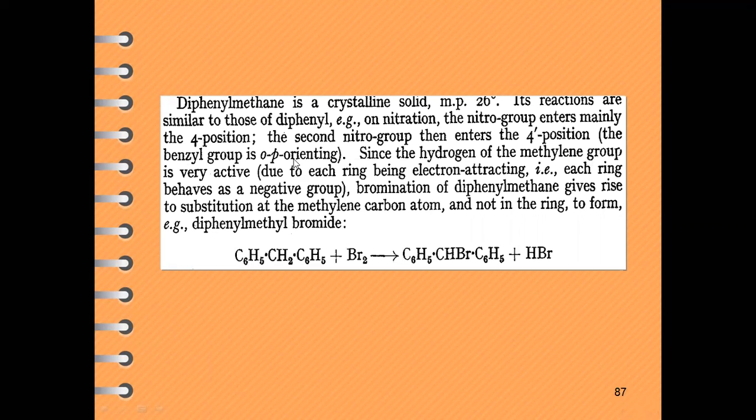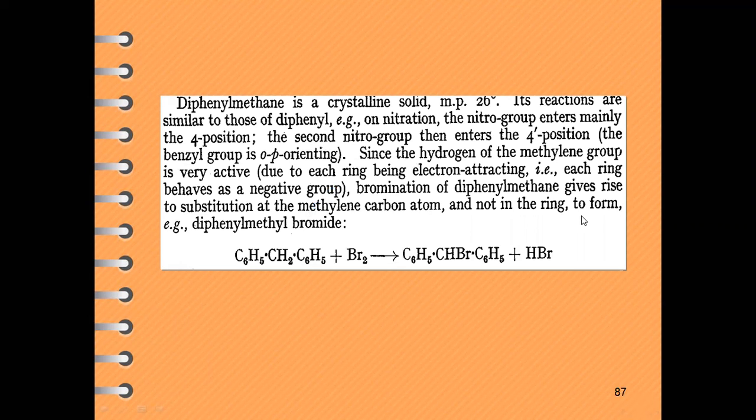Since the hydrogen of the methylene group is very active, the hydrogen of the methylene group which is the bridge between the two benzene rings is very reactive. What is the reason behind that hydrogen being reactive? Due to each ring being electron attracting. See, the phenyl ring attracts those electrons, and because the ring attracts electrons, these rings behave as a negative group. That's why this methylene bridge behaves as a positive group.